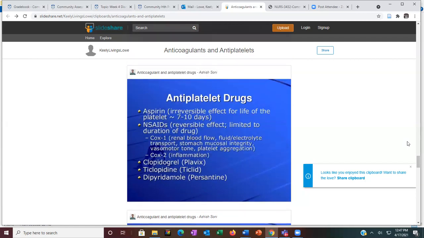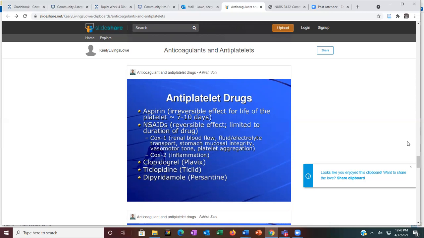Antiplatelet drugs. So we said that aspirin and NSAIDs to an extent have an antiplatelet effect, but the difference, we've talked about this kind of with the COX-1 and COX-2 and how they are affected. Aspirin is an irreversible effect. So what happens when we take aspirin, they affect the sticking together of platelets for the life of those platelets, 7 to 10 days. NSAIDs are reversible, which means that they only last for a short period of time that the NSAIDs are active in our body, which is usually about 24 hours. So after that period of time, the platelets aren't affected anymore.